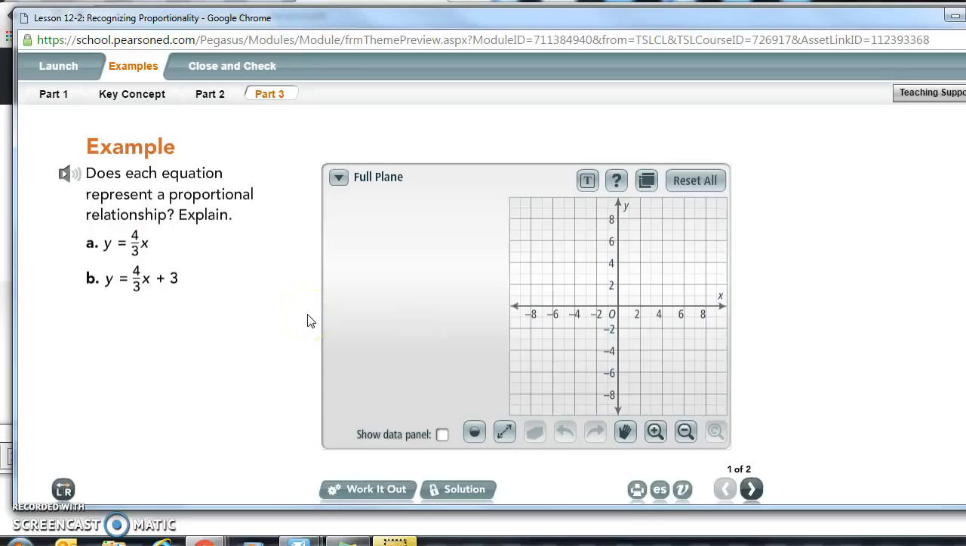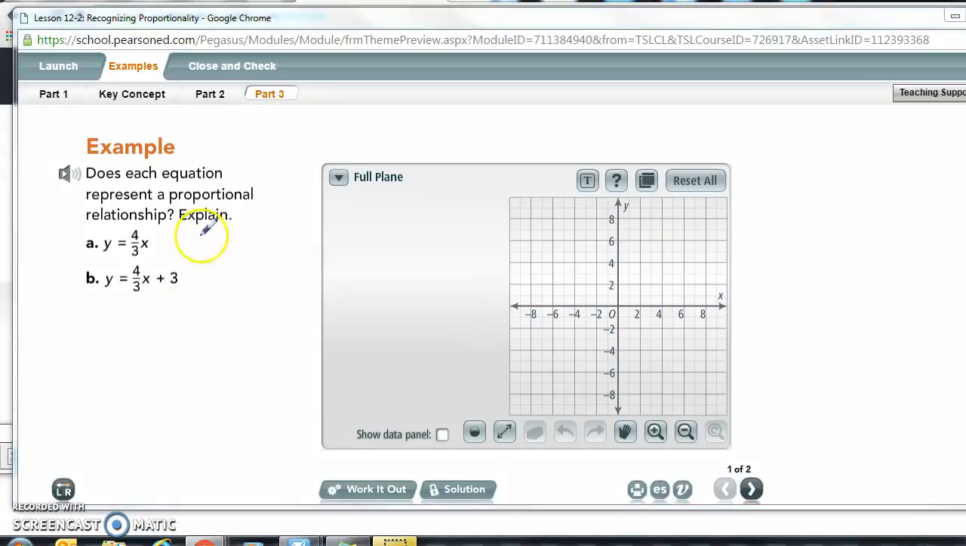Does each equation represent a proportional relationship? Explain. So with this one, we're going to be looking at the same thing, but it's a little different. 4/3 x means I'm going to go over 4 and up 3, over 4 and up 3. Yes, that's going to form a proportional relationship.